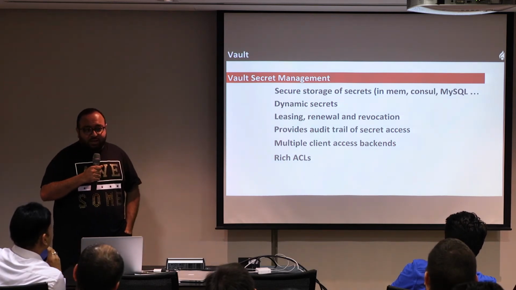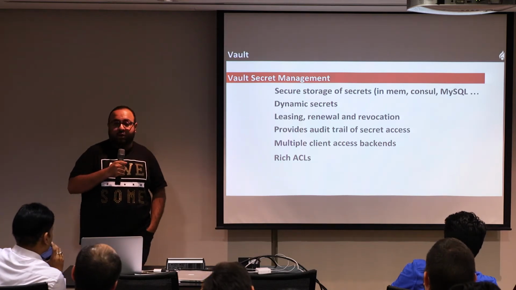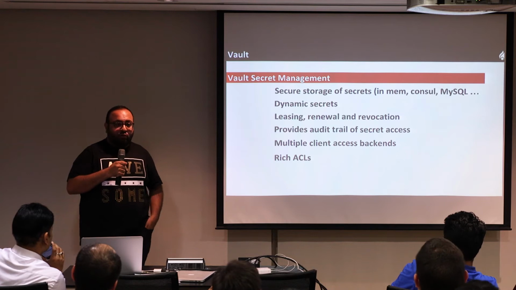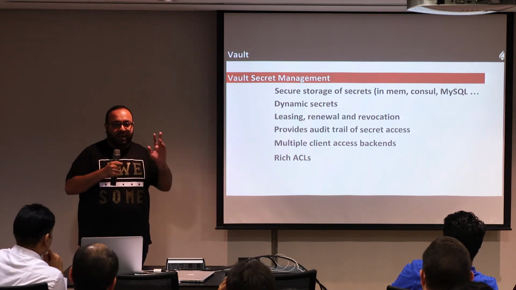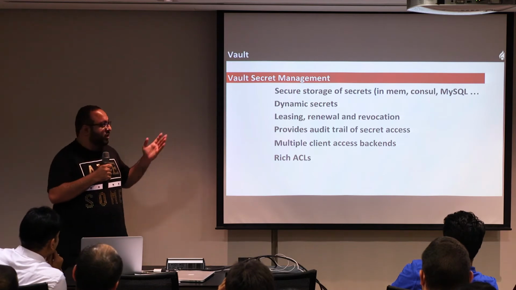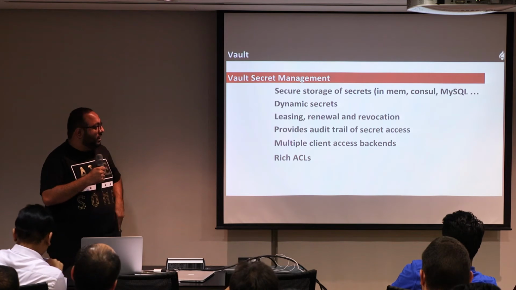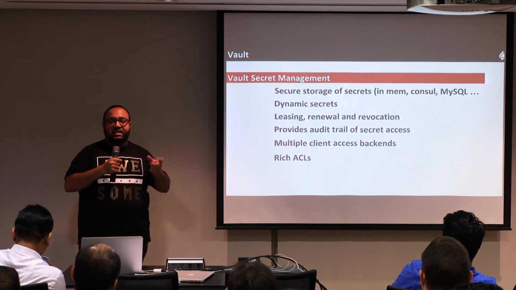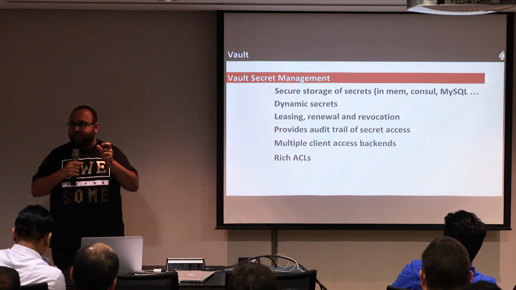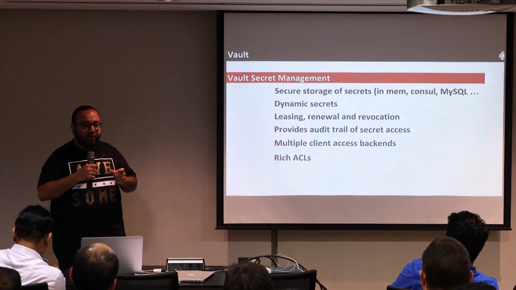Dynamic secrets: you can generate API keys, database passwords, and a lot of this stuff on the fly. So you don't need to log into the console, or the application, or the MySQL CLI to generate anything. Vault does it for you automatically. Leasing, renewing, and revocation. That's one of the best features: you can set a lease time for every key that you generate using Vault, or every key that you fetch using Vault as well.